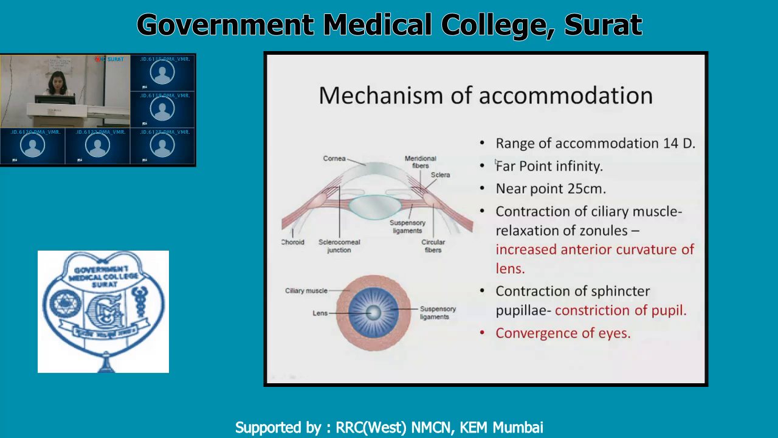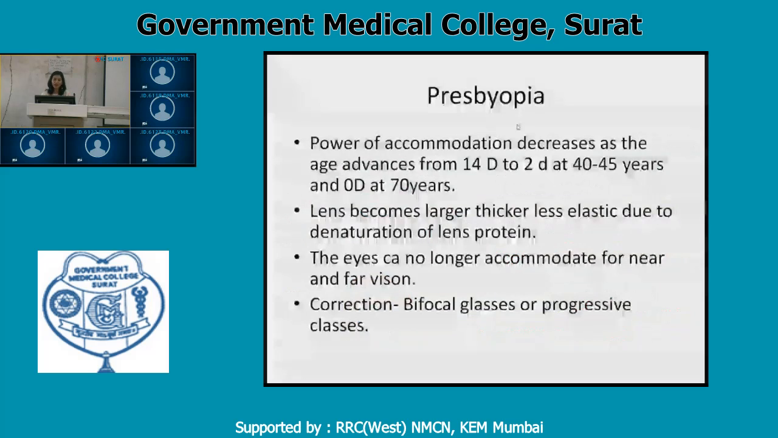Now, what is presbyopia? It is an age-related condition. As I initially told you, in the grandparents or old age people at around 40 to 45, the near point recedes. They cannot see nearby objects clearly because of the changes in the lens that happen with advancing age. There is a constant degeneration or denaturation of the lens protein, which makes the lens harder, thicker, larger and less elastic.